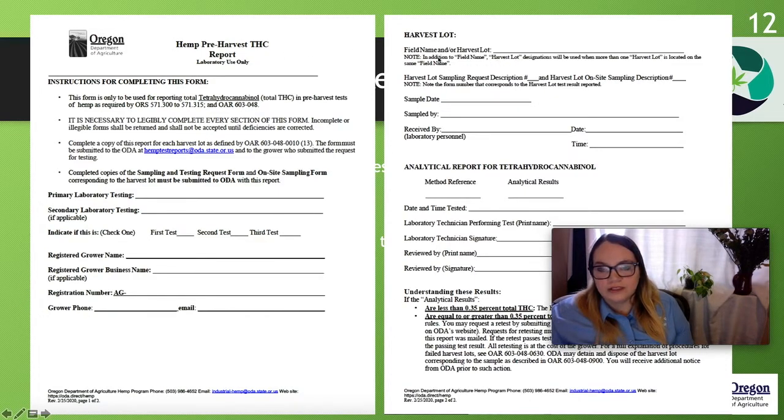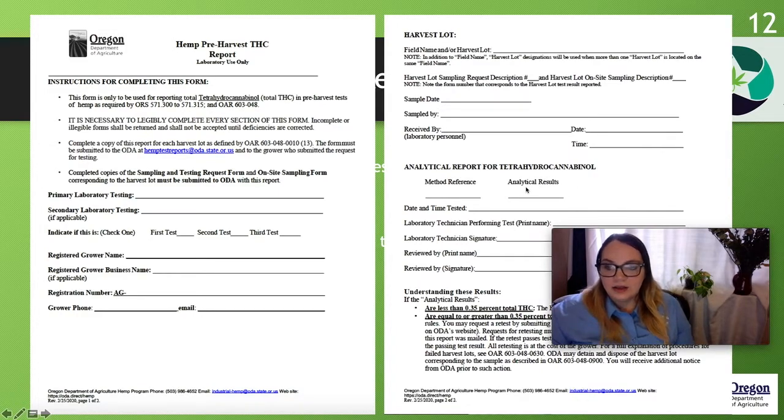Also this field name or harvest lot. So what you would put here is the production area name. Or if they broke it into a harvest lot, it would be that harvest lot name, right? So each harvest lot is going to have their own one of these forms. So if the production area was Emily's field and I broke it up into harvest lots, and let's say this test report was for my first harvest lot, you would put Emily's field-2020-001 and so forth. And then the analytical results, this is where you'd put your result.